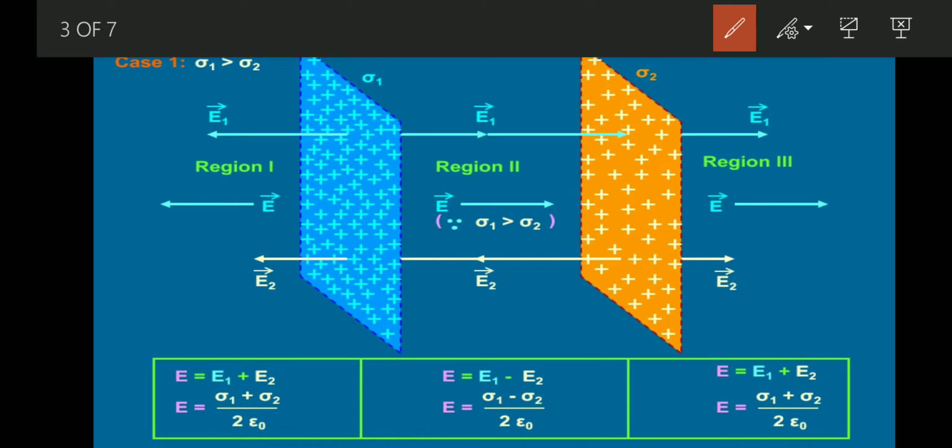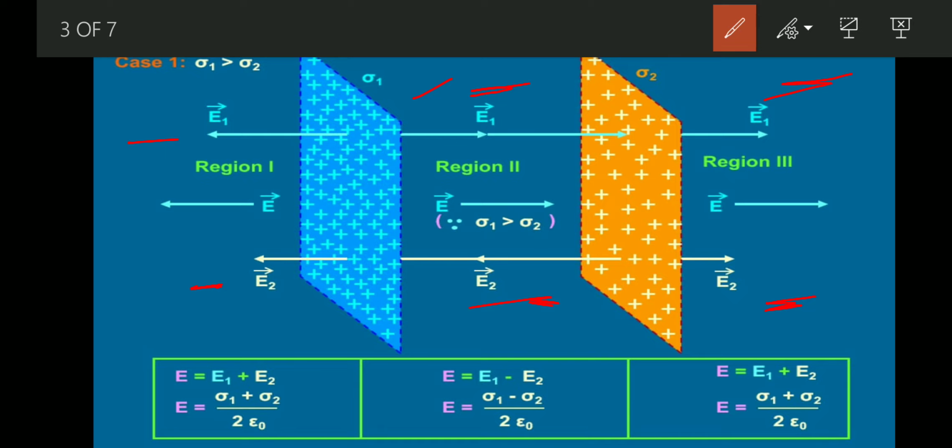Now let us consider electric field intensity due to the first plate. The electric field intensity will be radially outwards, so it will be along this direction, this direction, and this direction also. Similarly for the second plate, the plate having surface charge density sigma 2, the electric field intensity E2 will again be radially outwards, perpendicularly outward in this direction, this direction, and this direction.